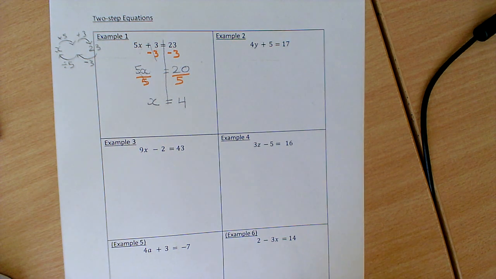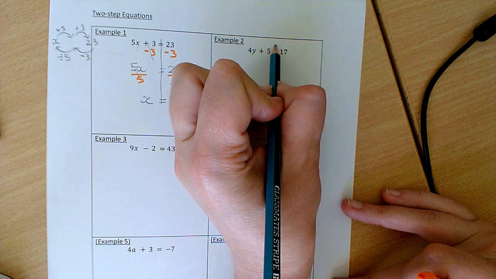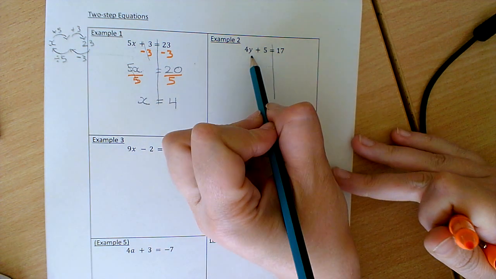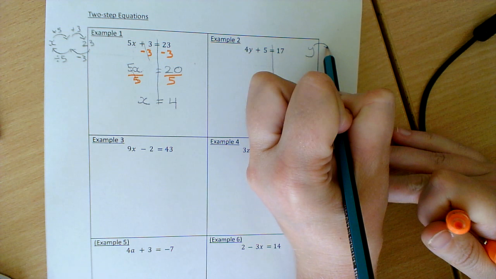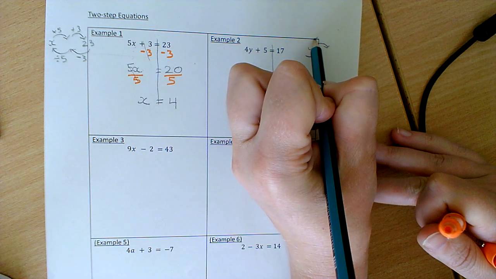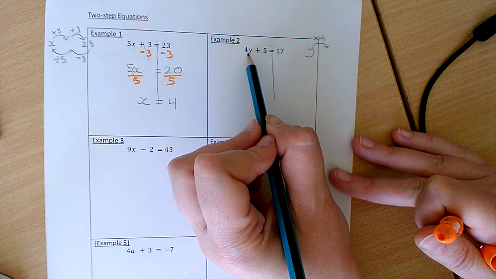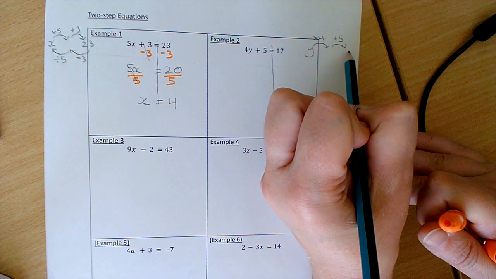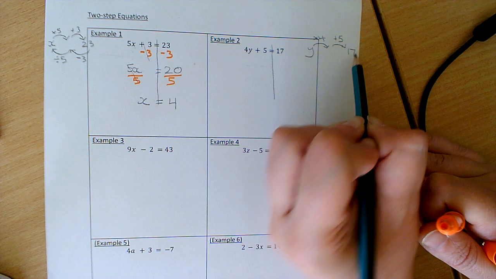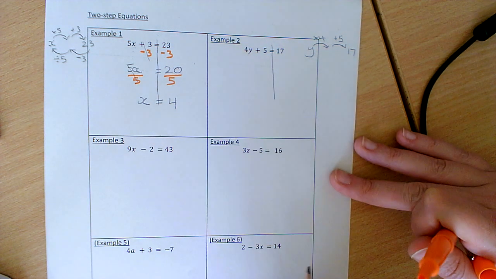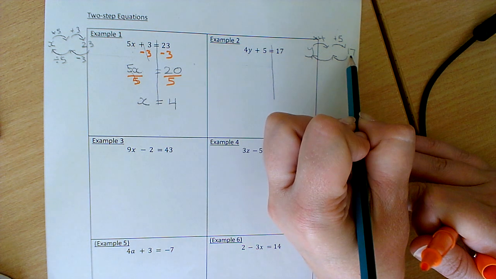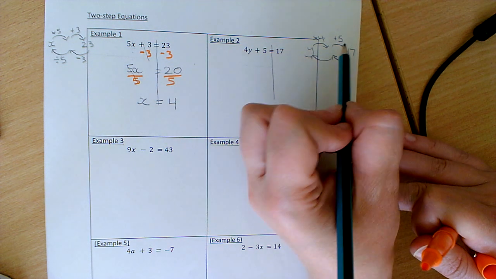Let's look at example 2. So let's put a line down the middle. So 4y plus 5 equals 17. Now let's take a look. If we have y, what are we doing to it? Well, the very first thing we're doing is we're multiplying it by 4. After we've multiplied it by 4, we're then adding 5, and we get our answer of 17. So we've multiplied y by 4, added 5, we got 17. So I want to work backwards. I want to start at 17 and get just y on its own. So let's do the opposite.